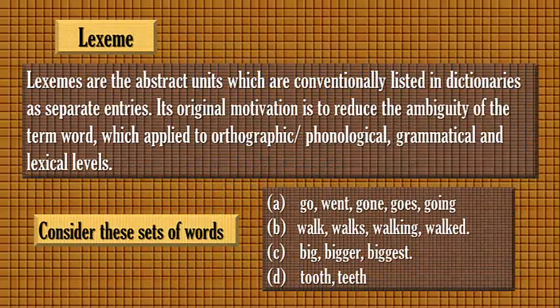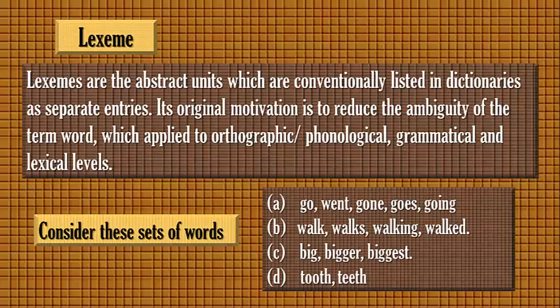The next term we are going to discuss is lexeme. What a lexeme is, let's define it and recognize it. Lexemes are the abstract units which are conventionally listed in dictionaries as separate entries. Its original motivation is to reduce the ambiguity of the term word, which applied to orthographic, phonological, grammatical, and lexical levels. Let's recognize what a lexeme is.